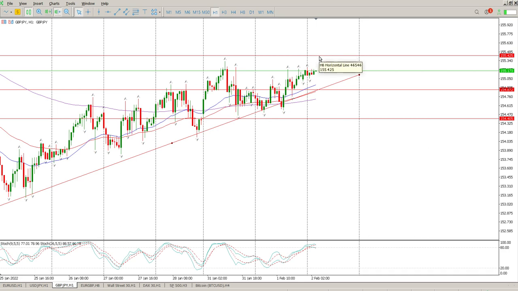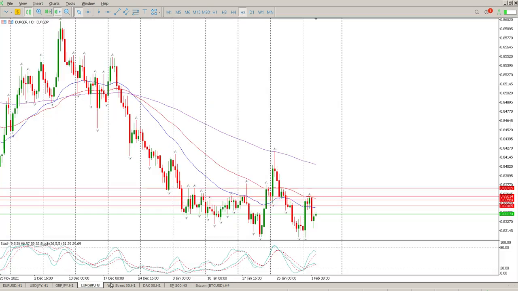I'm still expecting us to tag 155.425, and until we tag that, I'm sitting on my hands. We want to see what happens up there. If we start getting some bearish structure up there, then I'd be looking for a move to the downside to at least test this trend line first. If we start breaking through this level of 154.872, that's going to validate a bigger move to the downside.